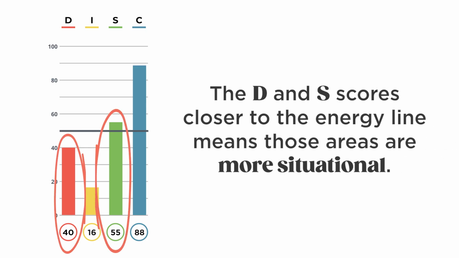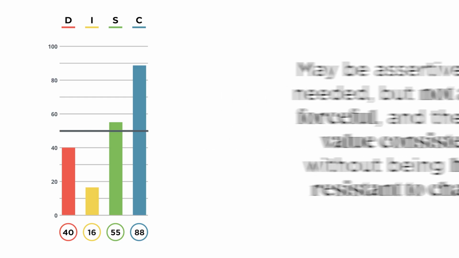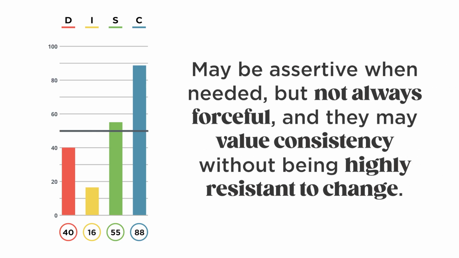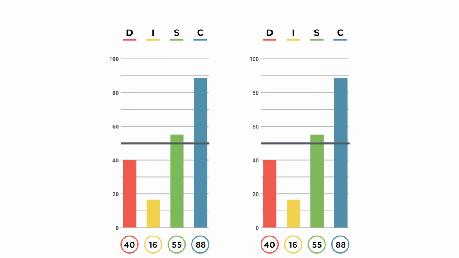The D and S scores closer to the energy line means those areas are more situational. This person may be assertive when needed, but not always forceful, and they may value consistency without being highly resistant to change. In your report, you'll see 2 graphs.